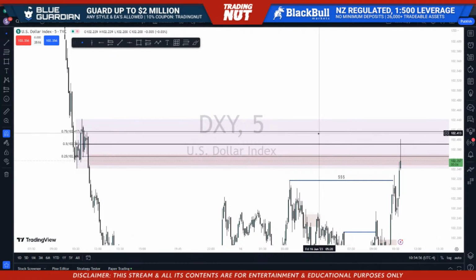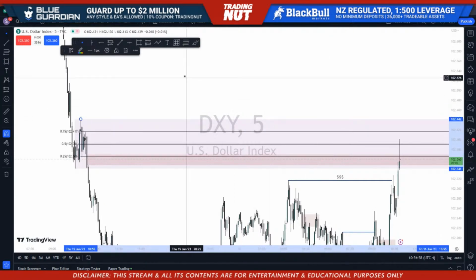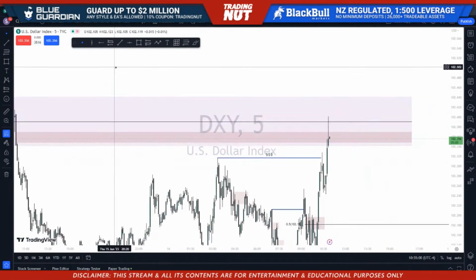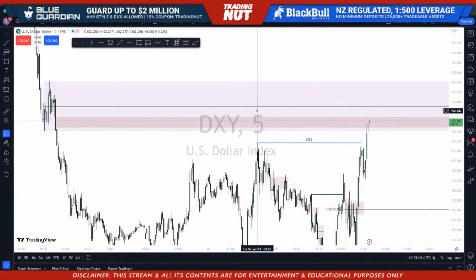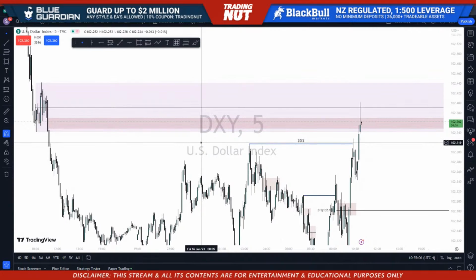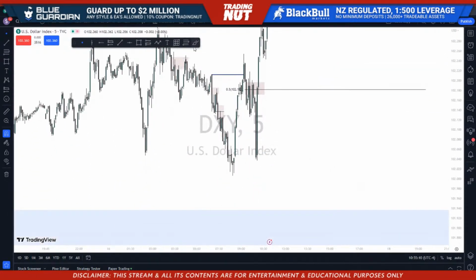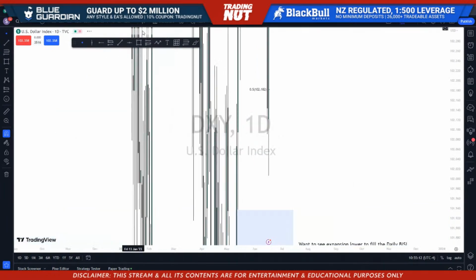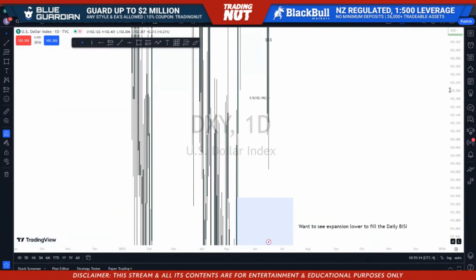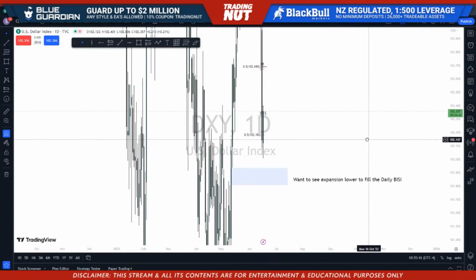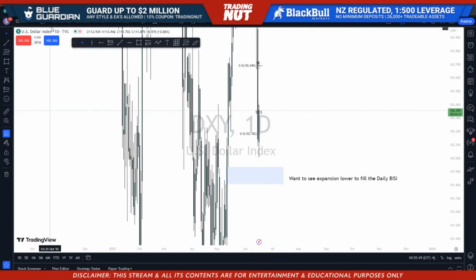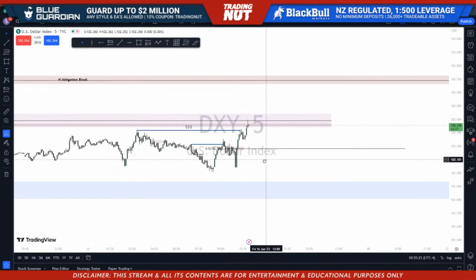Yep, dollar index in the third quadrant rejected. Respected the mean threshold or the consequent encroachment. Should look to bleed into this daily, this daily buy side imbalance, sell side inefficiency. Let's give it a look. It's a decent range for it to come down to.